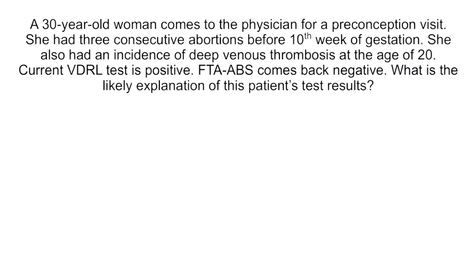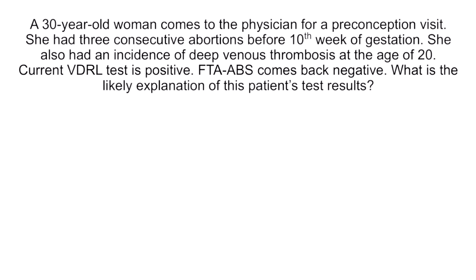Let's try a question. A 30-year-old woman comes to the physician for a preconception visit. She had 3 consecutive abortions before the 10th week of gestation. She also had incidents of deep venous thrombosis at the age of 20. The current VDRL test is positive. FTA-ABS comes back negative. What's the likely explanation for the patient's test results?